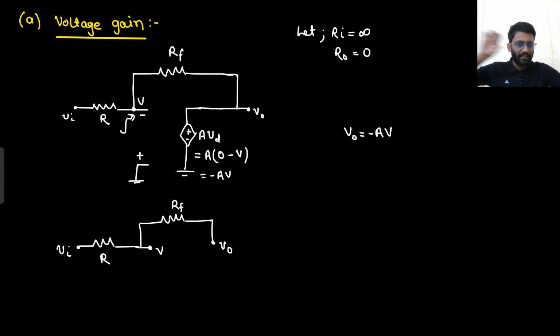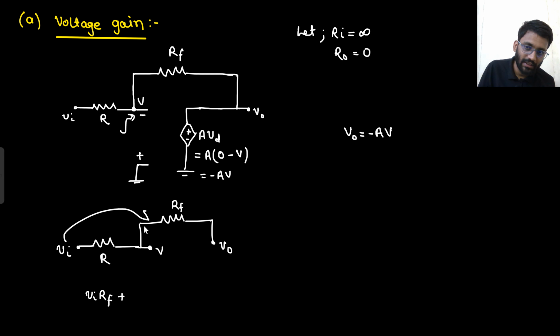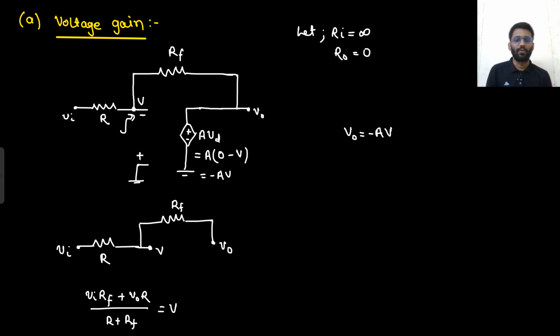One potential, other potential, one resistance, other resistance. So what is the potential of the middle point? That is V in into RF, V in into this resistance plus V naught into this resistance plus V naught into R divided by R plus RF is equals to V. Say yes or no. Did I tell you this? Yeah. A lot of times I have told you this. What is the potential V? V in into RF plus V naught into R divided by RF plus R. So this is your potential V.